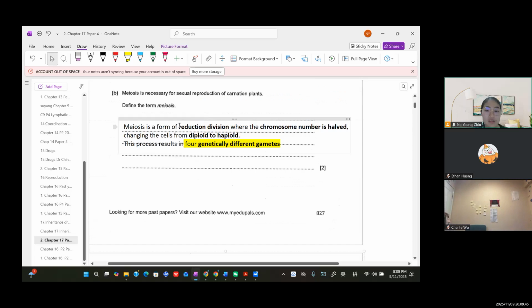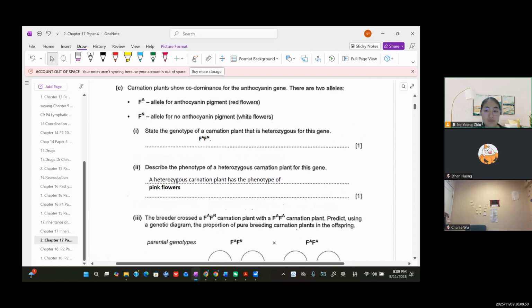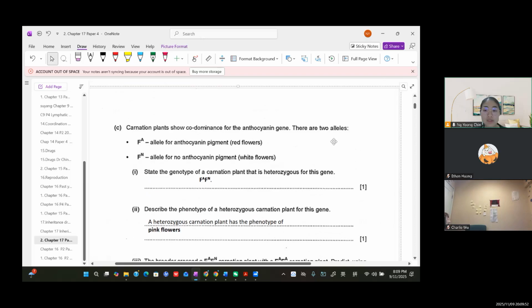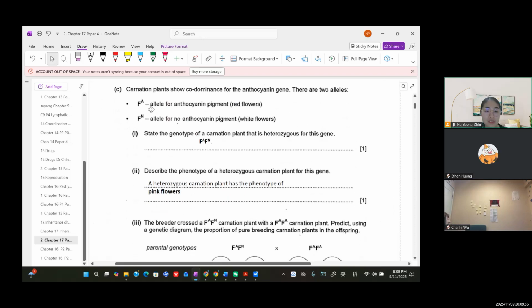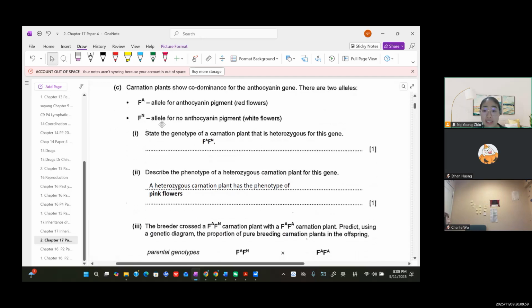Okay, part of this one, right? There will be two alleles, okay? So you can see the first allele will be the red flowers, and then the second allele will be the white flowers. One is red flower, one is white flower. So they're asking you to say the genotype for the plant that's heterozygous for these genes. So we have red flowers and white flower, so you can see one A and one N. Okay, so that's why it is heterozygous.